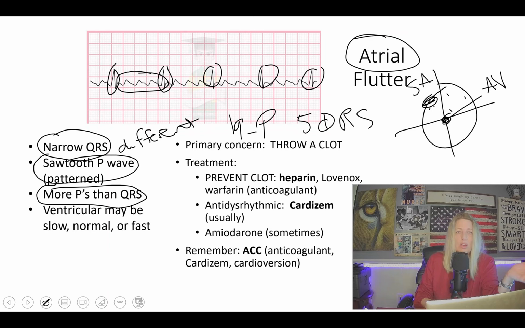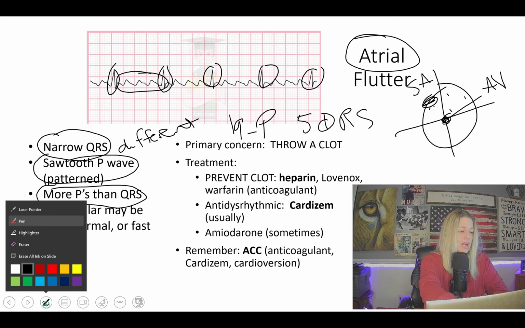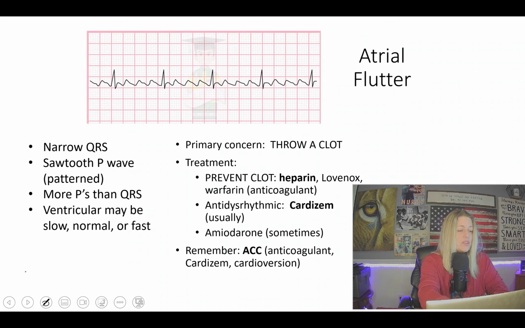So we have a sawtooth P wave, but we have more Ps than QRSs, because the QRS is like, yeah, you're not getting me to take more electrical impulses than what I originally agreed to. We signed a contract, and I'm not taking more. Now, sometimes the AV node is a little confused or something else is going on, and they end up taking more than they're supposed to. And so sometimes the ventricles have a fast rate because the ventricles are taking way more electrical impulses than they were supposed to. And sometimes, like this one, the rate is normal.